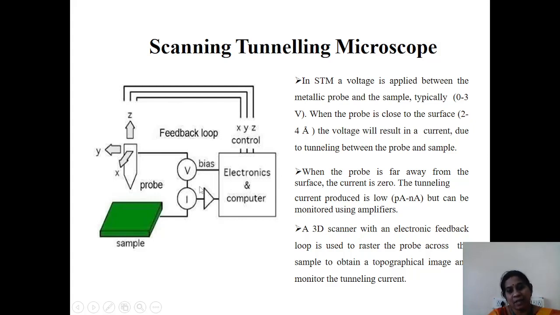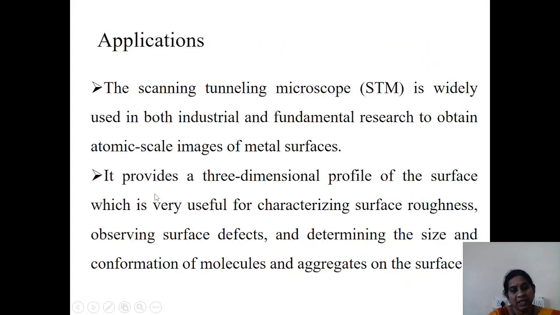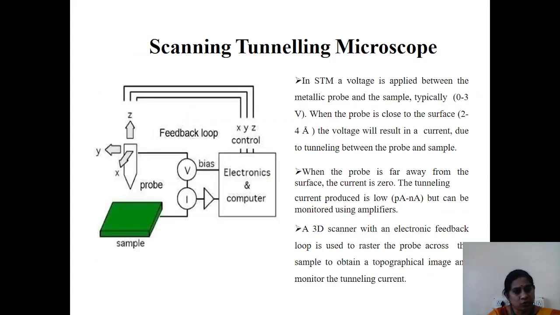In STM, when a voltage is applied between the metallic probe and the sample, typically the voltage will be around 0 to 3 volts. When the probe is close to the surface, the distance will be 2 to 4 angstrom. The voltage will result in a current due to tunneling between the probe and the sample. When the probe is far away from the surface, the current is 0. The tunneling current produced is low, but can be monitored using amplifiers.